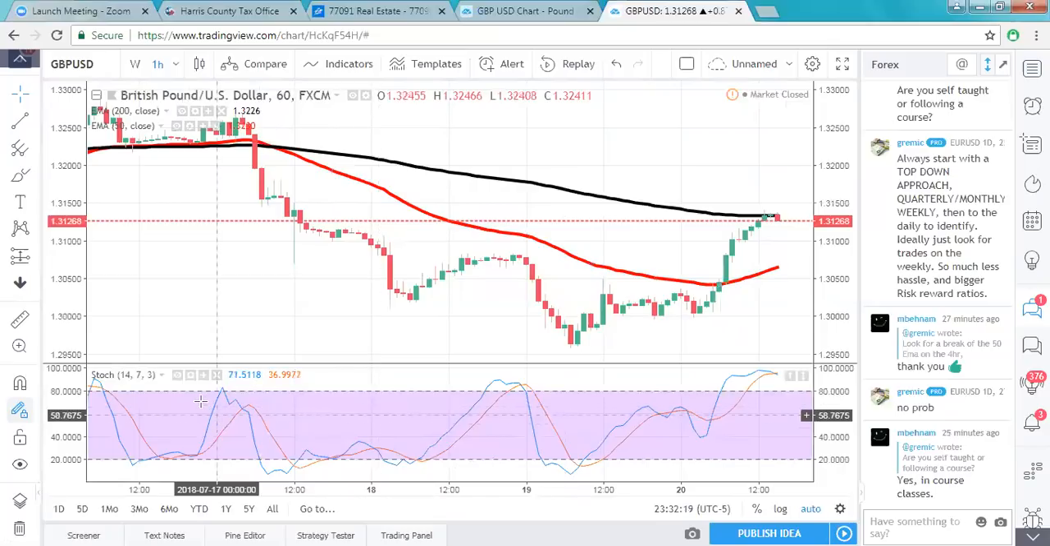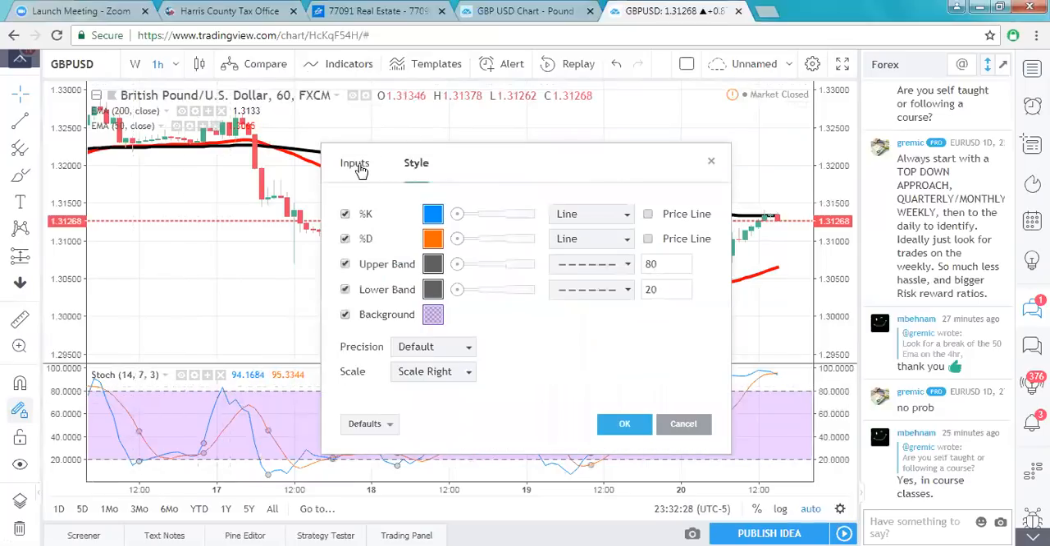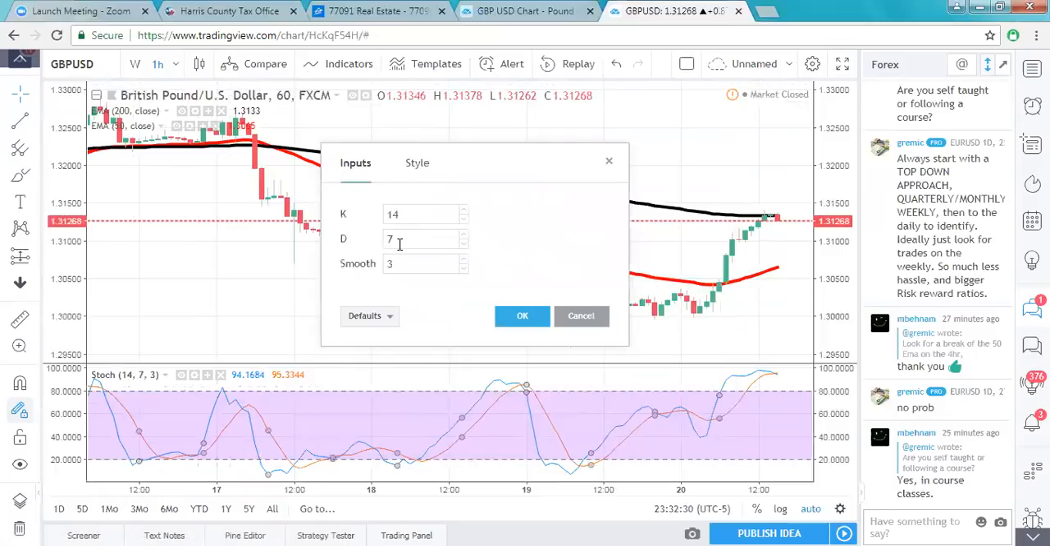I also have this stochastic, which you would add the same way. You would click indicators and type in stochastic. You would click on the format for that one, and my settings are 14, 7, and 3.